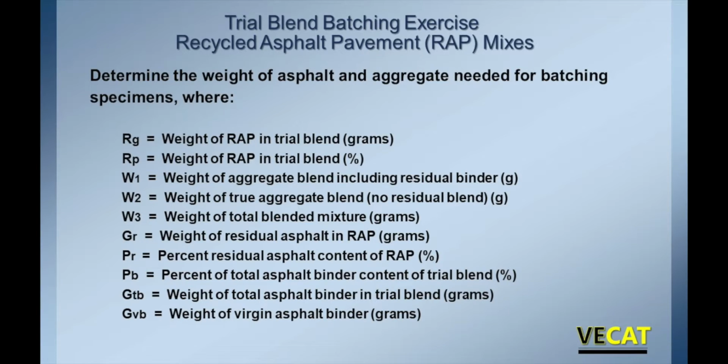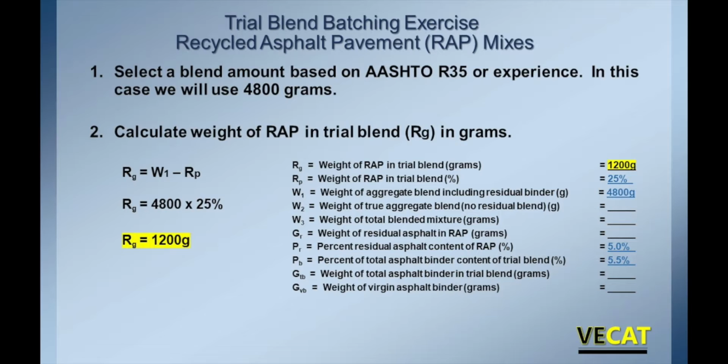This is some of the nomenclature that you'll see as we go through our calculations. Weight of wrap in the trial blend, in grams, also in percentage. We need to know how much asphalt is in our wrap, and we're going to refer to that as residual binder. So again, we're going to select a blend amount based on AASHTO R35 or experience. In this case, we're going to use 4,800 grams. We're making a pill specimen.